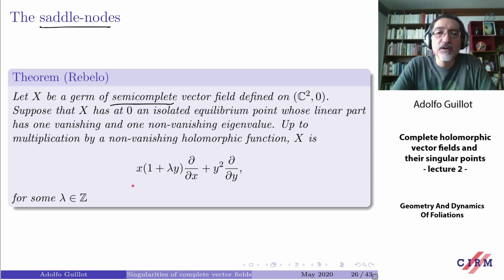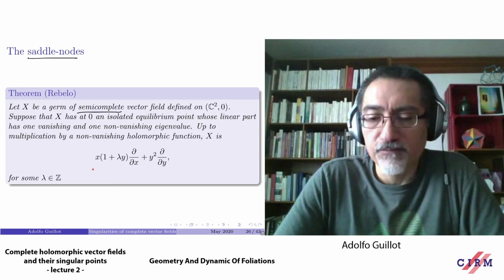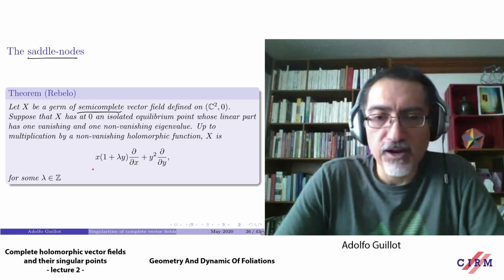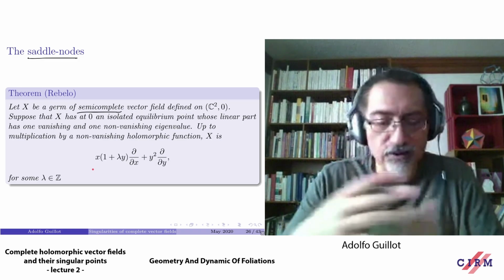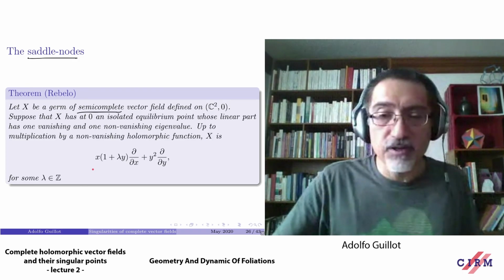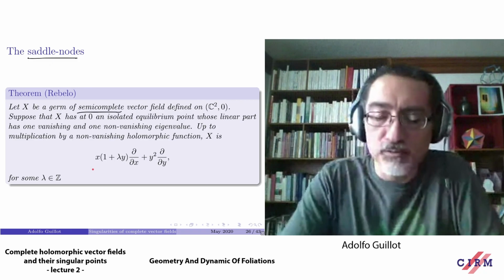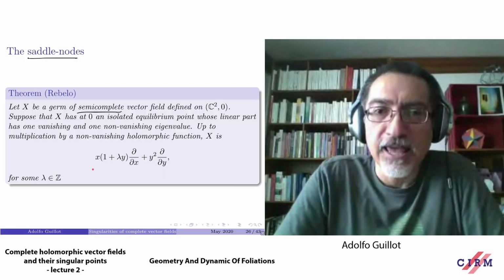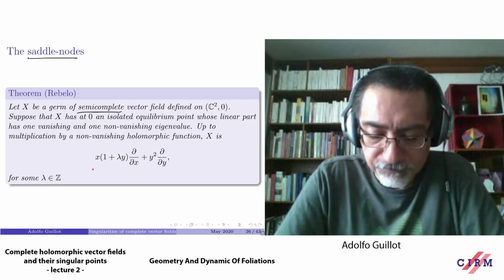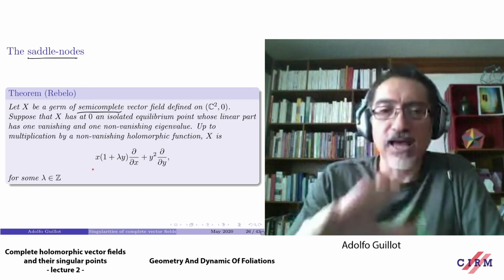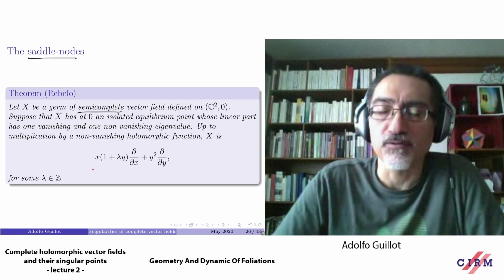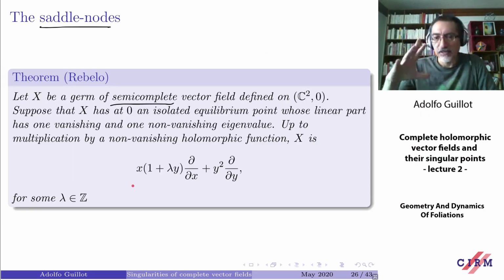Okay, so if you're acquainted with the normal forms of the saddle node, you will know that saddle nodes are orbitally very, very complicated. They have very diverse behavior. They're a difficult family of singularities. They are very well understood, but you cannot reduce them to a formula like this one. And under the hypothesis that the vector field is semi-complete, you can actually give this orbital normal form. So let me just tell you one or two things about this theorem of Rebello on saddle nodes.